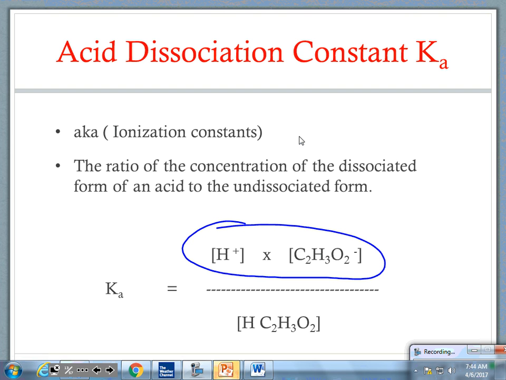Now, we've talked about concentrations. How do we typically classify concentrations in chemistry? Moles per liter, molarity. So those concentrations will be in molarity. The concentration of the hydrogen ion, right here. The concentration of the acetate ion, right there. And down on the bottom, what I'm circling in red, that is the concentration of the undissociated form of the acid.